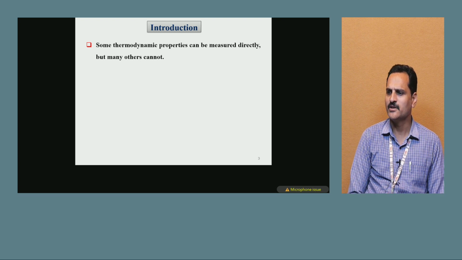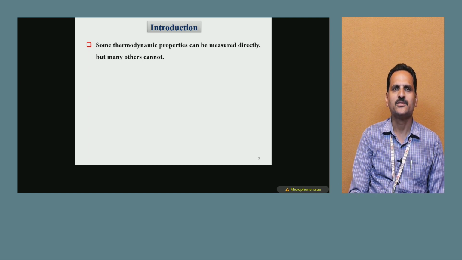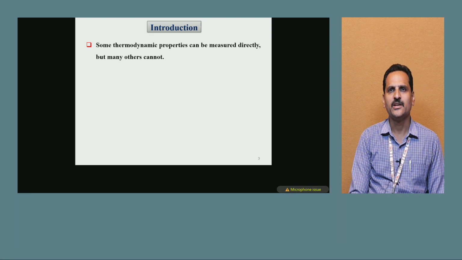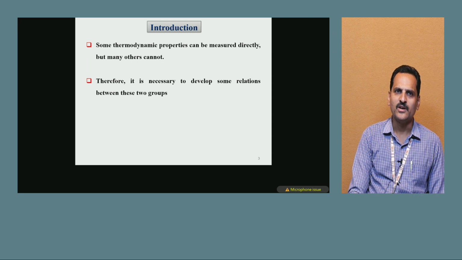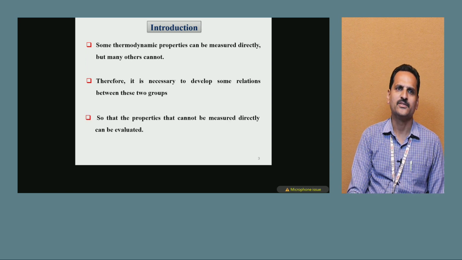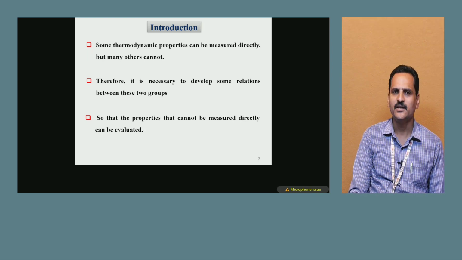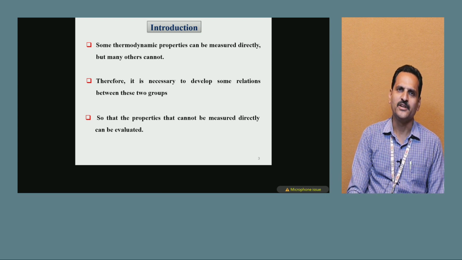In thermodynamics, many thermodynamic variables are there. Some thermodynamic variables can be measured directly, but many thermodynamic properties cannot be measured directly. So it is necessary to develop a relationship between the measurable quantities and the unmeasurable quantities, so that the properties that cannot be measured directly can be estimated through measurable quantities.